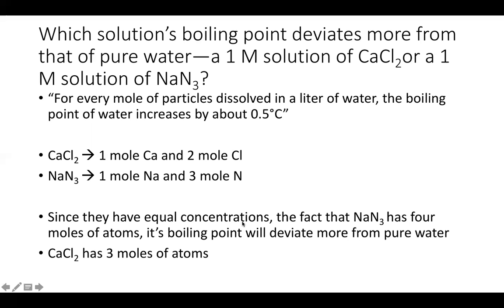The fact that the sodium nitride has 4 moles of atoms, rather than the 3 moles of the calcium chloride, means the sodium nitride is going to cause the boiling point to increase farther away from the boiling point of pure water than the calcium chloride, because the calcium chloride only has 3 moles of atoms. So it's pretty straightforward: it's just which compound has more atoms making up that compound.